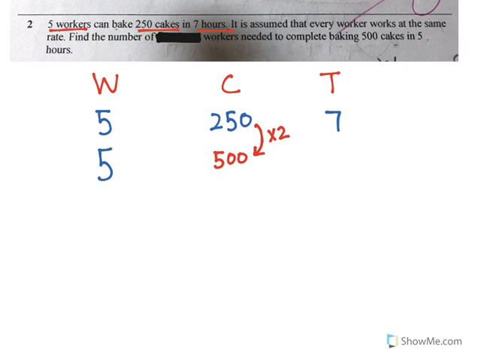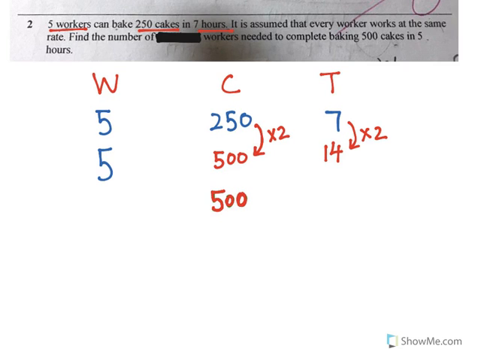If I'm going to increase the number of cakes, I definitely have to increase the time. So they are directly proportionate. So we have 14. Once I have this, my next step would be to fix one of the variables. In this case, I definitely am going to fix my 500.